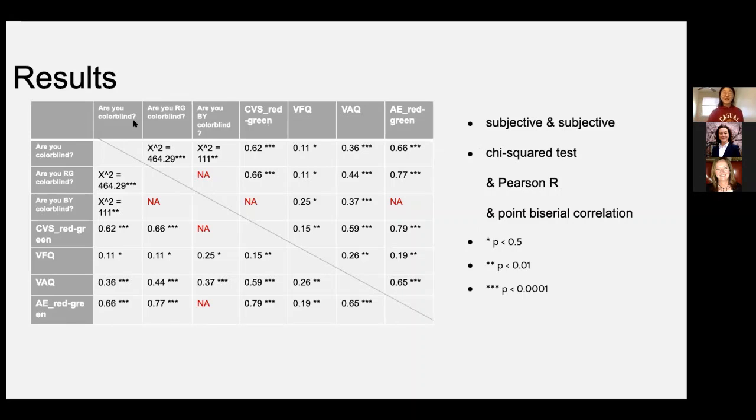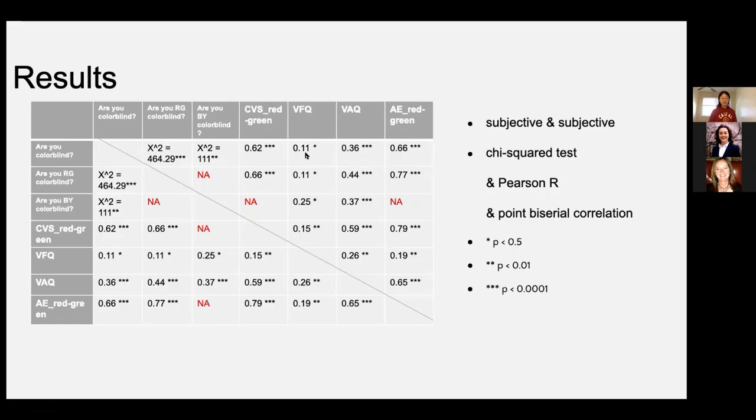For chi-square test, we're basically testing out the correlation between the two categorical variables, like over here. For this part, we're using the chi-square. And for this part, since we have one categorical and one continuous variable, we're using the point-biserial correlation. And also for this part, those are just the same thing. And for this part, we're just using the typical Pearson-R correlation for two continuous variables.